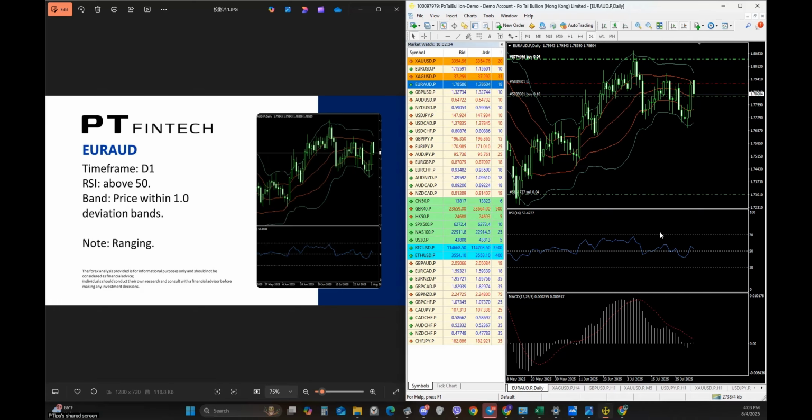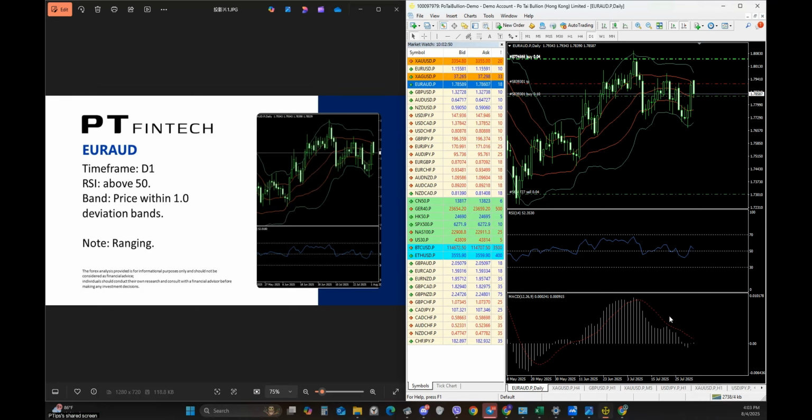Now, another tool that I like to add onto this analysis is the MACD. Why? Because by utilizing the MACD, I am able to get a better direction of the trend. So feel free to add that to your analysis as well.